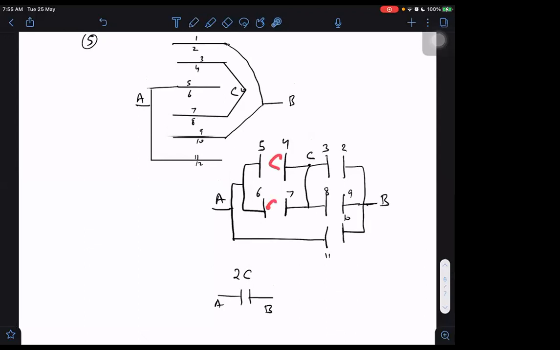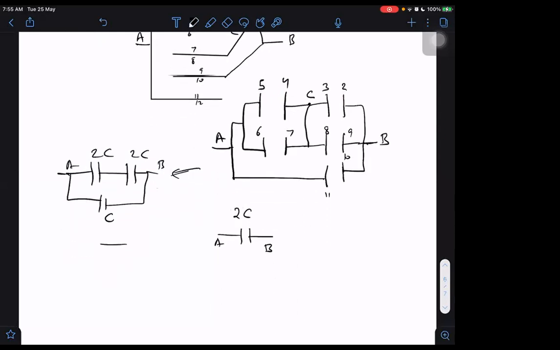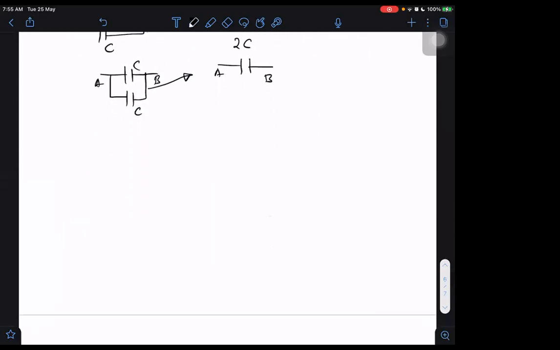C and C together, 2C. This C and C together, 2C. And when both are parallel, 2C, and then here C. This is the equivalent diagram for this. 2C and 2C together will give us C, and C in parallel with C will give us 2C. So this is the equivalent diagram at last. So net capacitance is 2C.